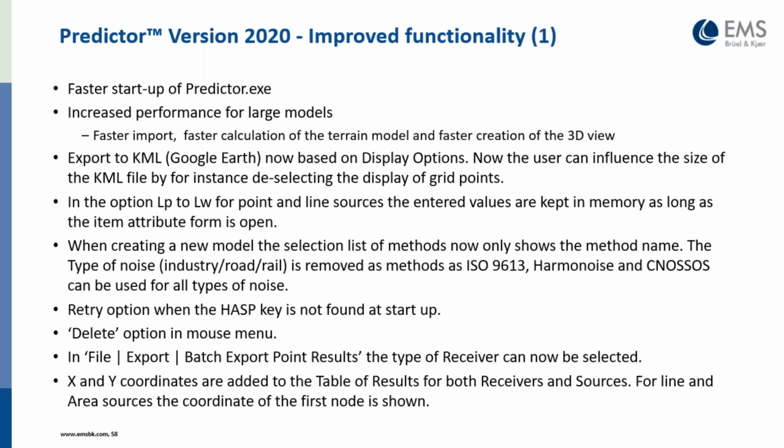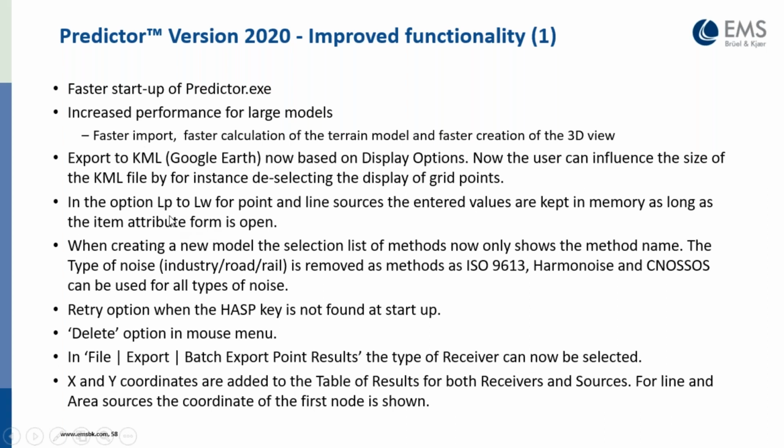We have also now based the export to KML on the display options. In the previous version of Predictor, all items were always exported to a KML file if you chose to do so. That means if you have hundreds of thousands of grid points, all these grid points are also exported to KML. And if you then tried to open it in Google Earth, it said, sorry, this file is too large. So Google Earth did not like that. So now we base the export on the display option. So before you use the export to KML, you can simply deselect to display the grid points, and then your file will be much smaller. And then, of course, the calculated contours together with the buildings, for instance, is a nice view in Google Earth. You've got the 3D buildings and your calculated 3D contours.